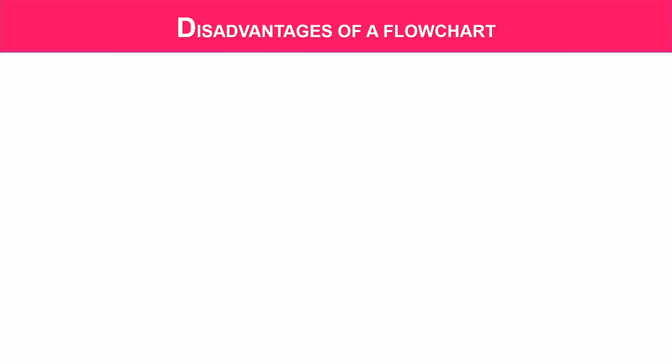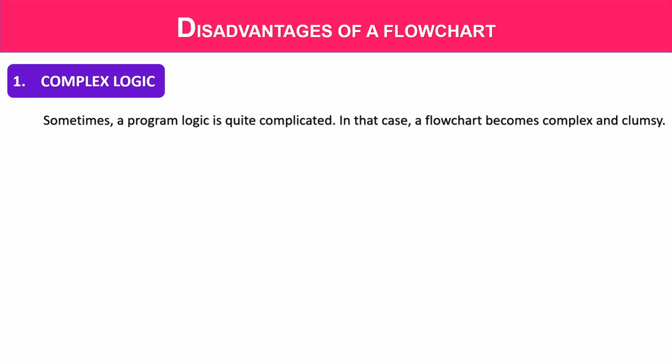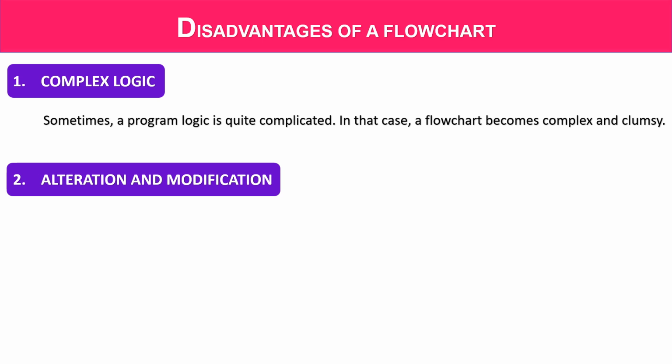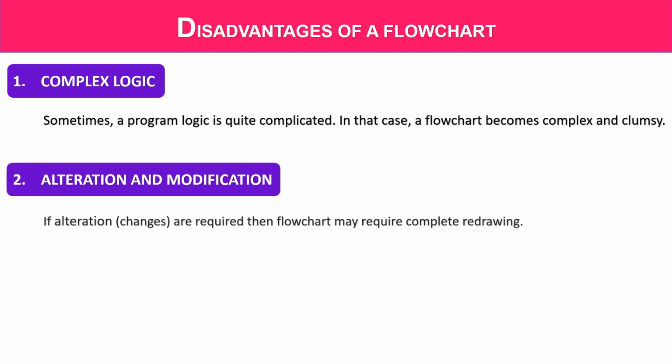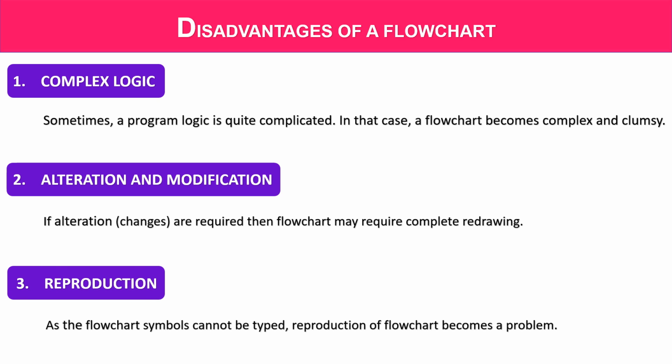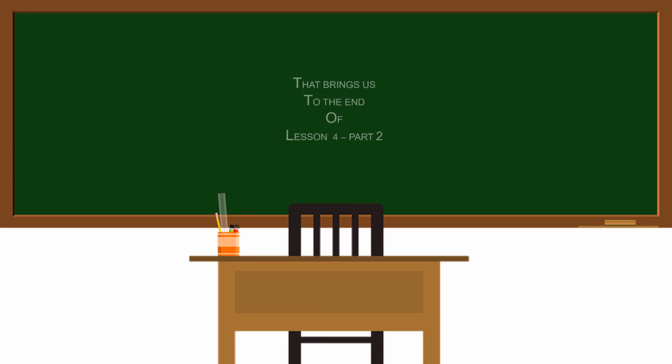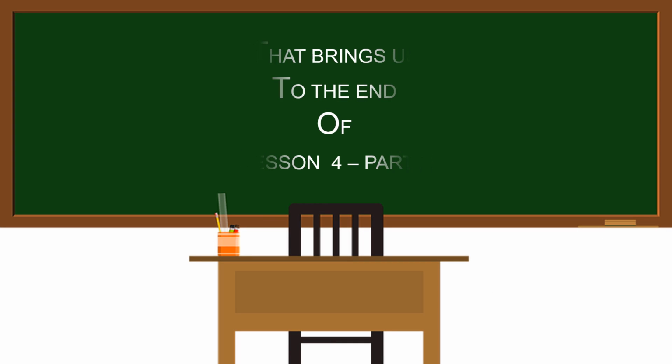Disadvantages of a flowchart. First, complex logic. Sometimes a program logic is quite complicated. In that case, a flowchart becomes complex and clumsy. Two, alteration and modification. If alterations, which means changes, are required, then the flowchart may require complete redrawing. Third, reproduction. As the flowchart symbols cannot be typed, reproduction of a flowchart becomes a problem. That brings us to the end of Lesson 4, Part 2.